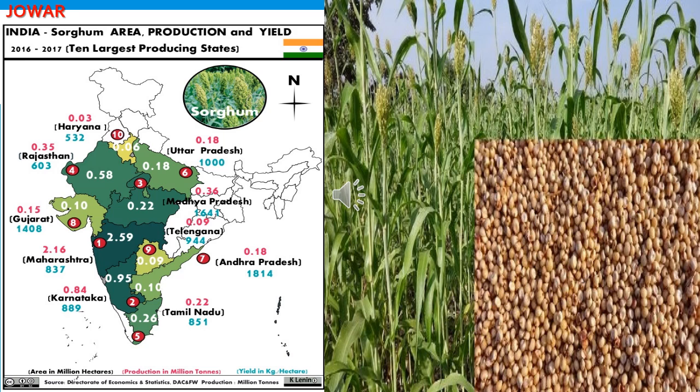Then jowar. Jowar is the third important food crop of our country. It is an indigenous plant of Africa, that is, the native plant of Africa. So it came from Africa. Jowar in Tamil is cholam. In Tamil we say cholam.